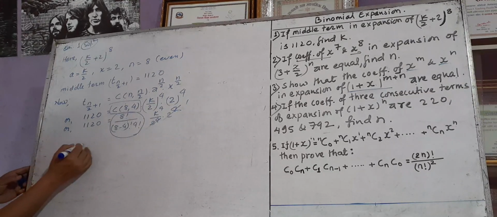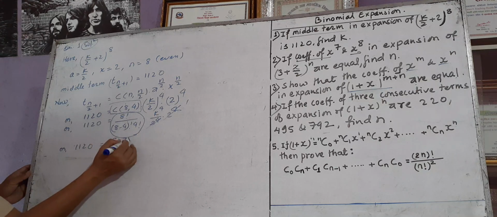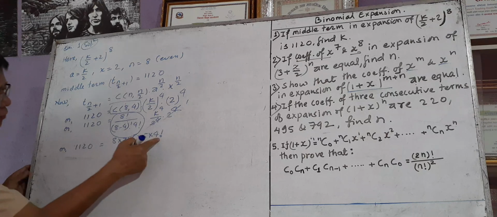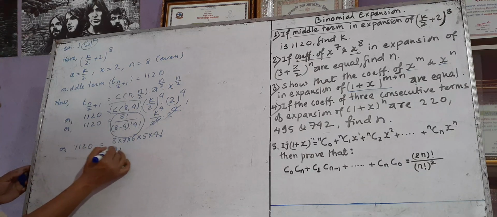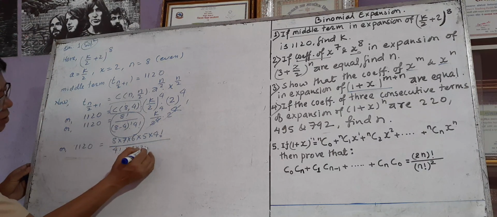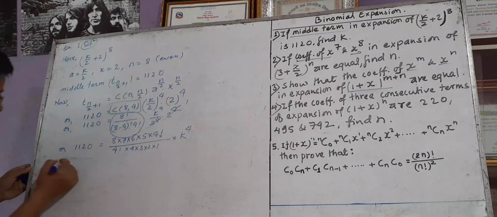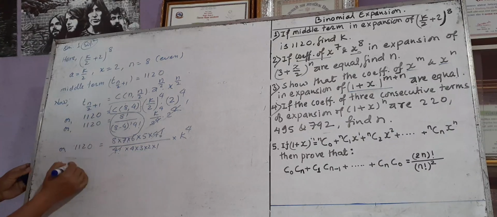We get 1120 equals 8 into 7 into 6 into 5 into 4. Why up to 4? Because we have 4 factorial here: 8 minus 4 is 4, and 4 factorial can be expanded as 4 into 3 into 2 into 1, times k to the power 4. So we cancel these. On simplification, you can do it yourself.